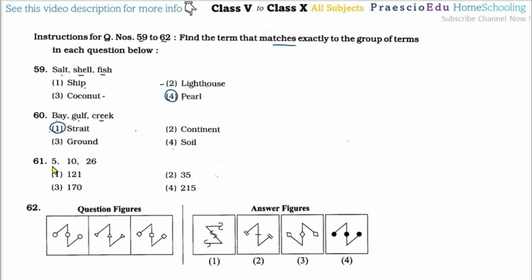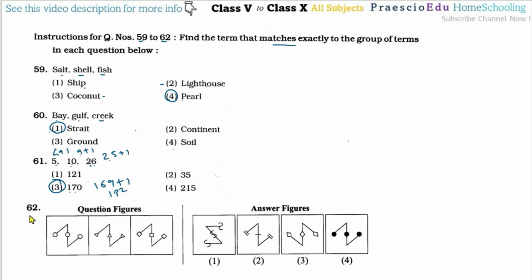Then question number 61. 5, 10 and 26. Now 5 means 4 plus 1, and 4 is 2 squared. 10 means 9 plus 1, and 9 is a square number. Here 26 is 25 plus 1, and 25 is a square number, 5 squared. So like this, square number plus 1, if you want to find, we get 170, because that is 169 plus 1, and 169 is 13 squared. So that's why option number 3 is the correct one, which matches.